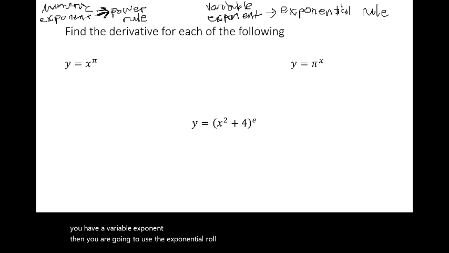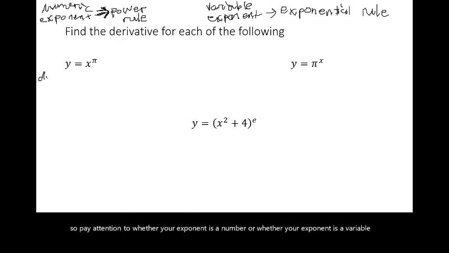So pay attention to whether your exponent is a number or whether your exponent is a variable. So we're going to find the derivatives of each of these, starting with y equals x to the power pi. Is your exponent a variable or a number? Pi is a number, so this is a numeric exponent, so it is going to use the power rule. So I'm going to move down the power and decrease the power by 1.